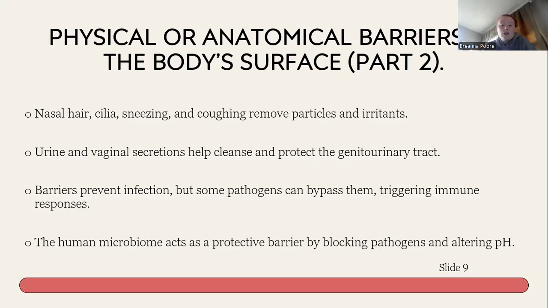Barriers prevent infection, but some pathogens can bypass them, triggering immune responses. The human microbiome acts as a protective barrier by blocking pathogens and altering pH.